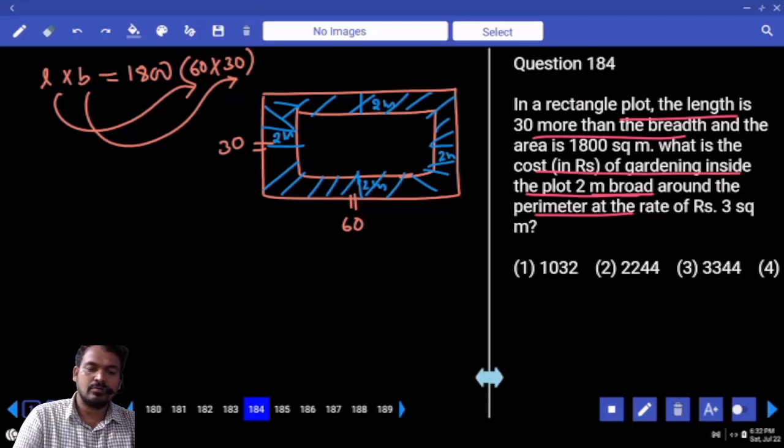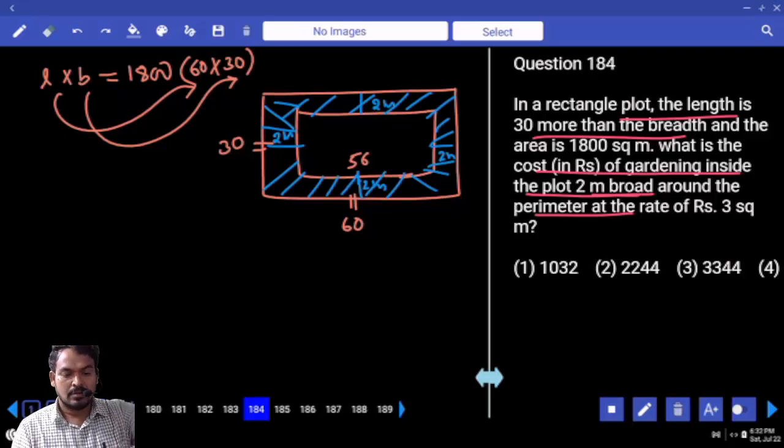What is the length of the outer diagram? 60. What is the length of the inner diagram? 56. Because here 2 meters and here 2 meters. 2 plus 2, 4. 60 minus 4 means 56. What is the breadth of the outer diagram? 30. What is the inner diagram? 2 plus 2, 4 subtracting. What is the remaining? 26.